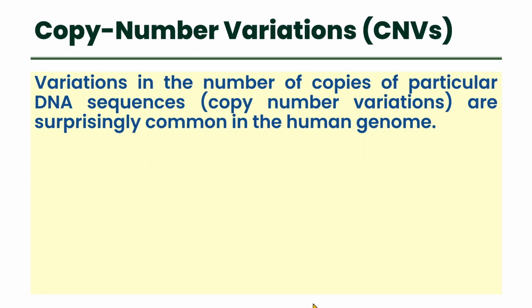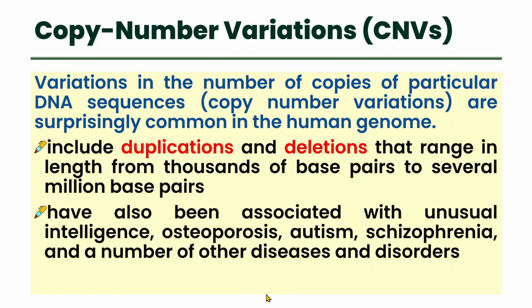Finally, let's look at a broader category of genetic variation that occurs naturally in many people. These are called copy number variations, or CNVs. Copy number variations refer to differences in the number of copies of particular DNA sequences among individuals. They often involve duplications or deletions that can range from a few thousand to several million base pairs in length. Interestingly, CNVs are quite common in the human genome and have been linked to a variety of traits and conditions, including unusual intelligence, osteoporosis, autism, schizophrenia, and several other diseases and disorders.